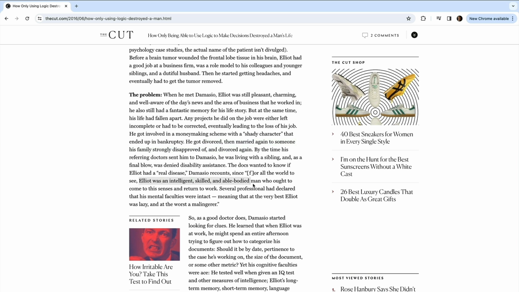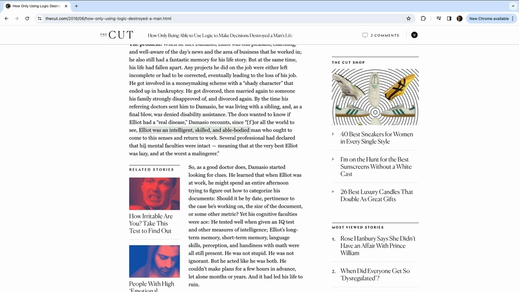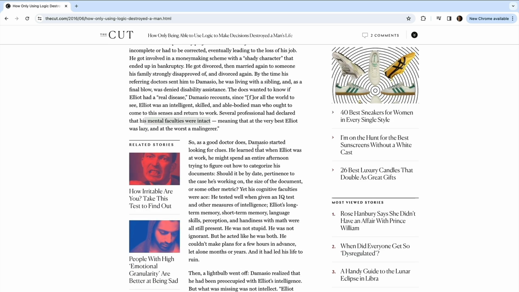And doctors thought, well, he should be able to work. He seemed normal. And you see, many of his mental faculties were intact. So this was a conundrum, like, why can't he resume his life? His brain was working just fine, it seemed. And then the researcher, Anthony Damasio, learned that Elliot, when he was at work, might spend like an entire afternoon trying to figure out how to categorize his documents. Should it be organized by date or by case he's working on or by the size of the document?